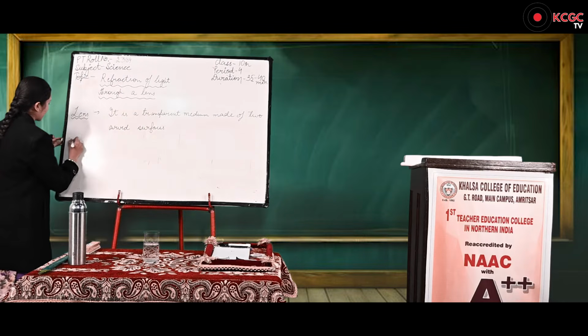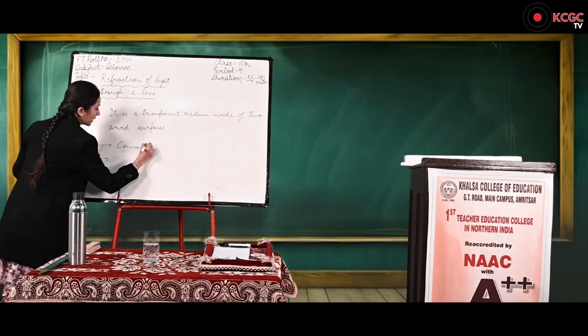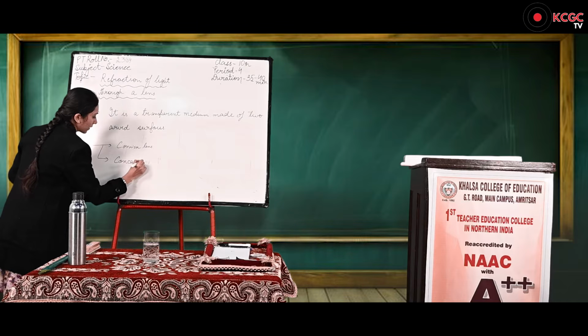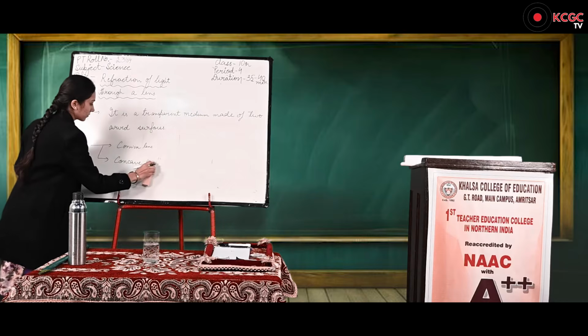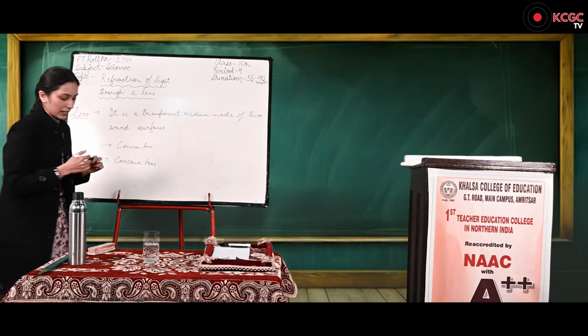So basically students, there are two types of lenses. First one is the convex lens and the second one is the concave lens.